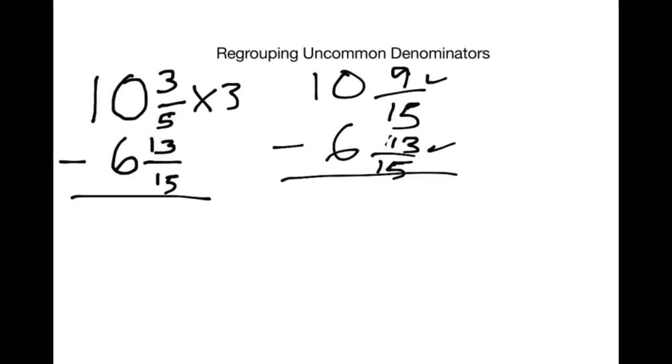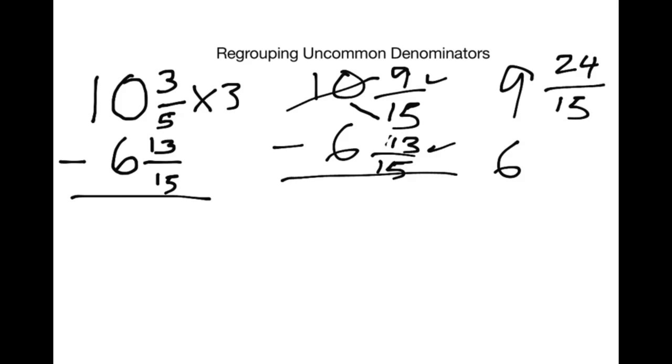So what we have to do is go over to the 10 and borrow. We borrow from the 10, and let's cross out the 10 and remake it again. That's going to be 9. And the one that we borrowed from the 10 is really going to be equivalent to 15. So we're going to take that 15 and add it to the 9, and that's going to end up being 24 over 15.